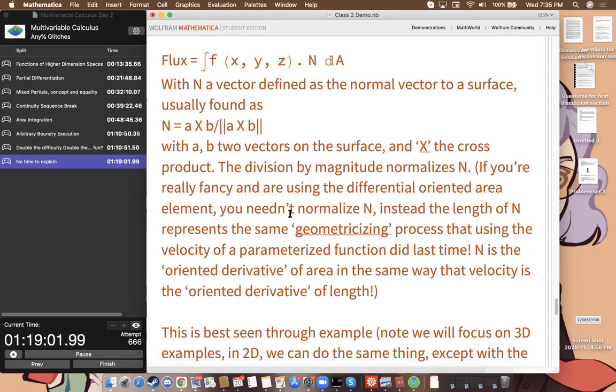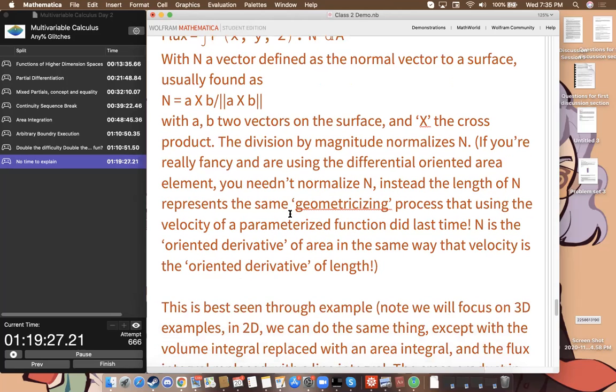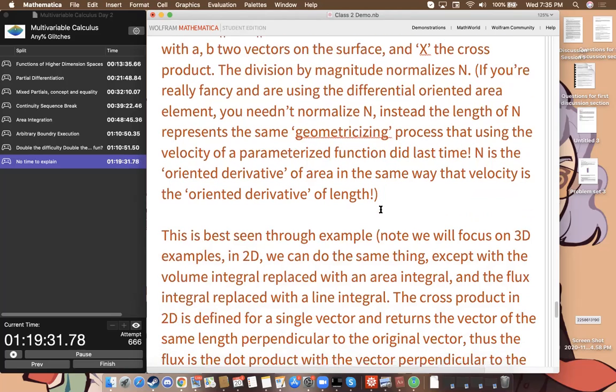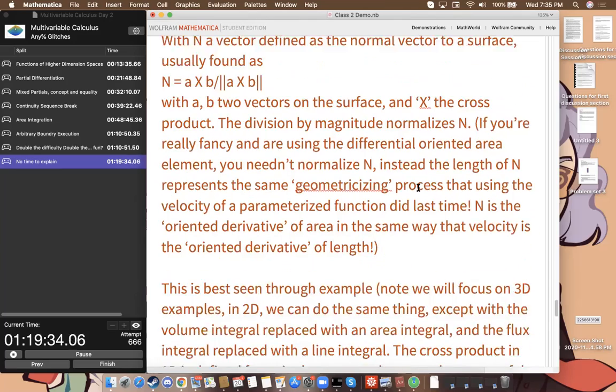If you really, really want to be fancy, you don't normalize n. You instead use n to geometricize the system in the same way, remember, we use the velocity, that t derivative, to geometricize our parametric curves. You can use the same trick with using the length of n to represent the area covered by two vectors. But that's really fancier than we get to be. So this is super complicated relative to everything we've done so far.